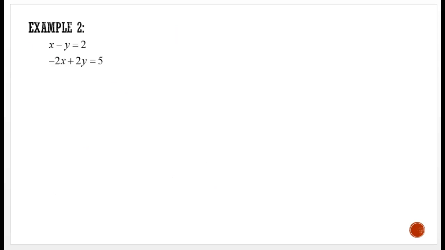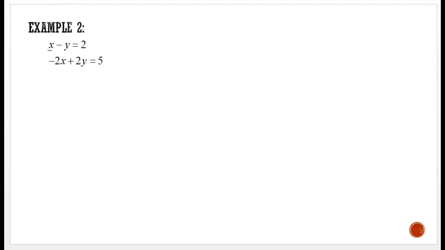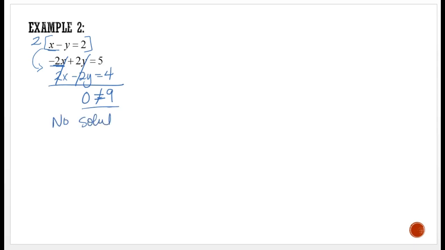Let's try this one. Again, I want to eliminate a variable the easiest way possible. So I look at my x's. There's -2 down here. There's 1 here. So what do I need to do? Multiply through by +2. When I do, I get 2x minus 2y equals 4. Then I combine like terms. -2x plus 2x is 0. 2y minus 2y is 0 equals 5 plus 4, which is 9. Well, that is not a true mathematical statement, right? So this means there's no solution. Our fancy word for that is inconsistent.